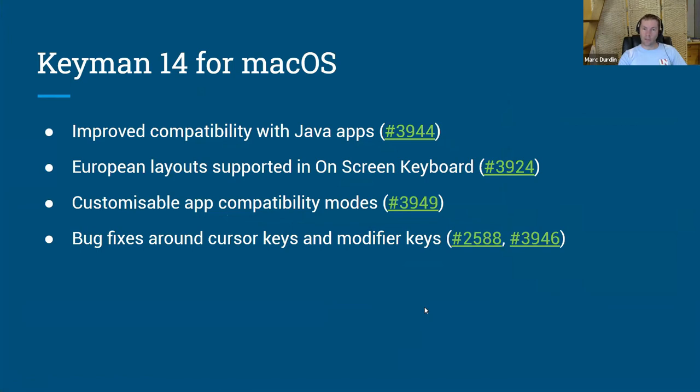On Mac OS, we do not currently have a development lead for Mac OS. We hope that will change in the next couple of months with some new team members starting. So we've been doing mostly maintenance on Keyman for Mac OS. Despite that, we've had some significant improvements. We've fixed up compatibility with Java apps. A lot of apps are written in the Java language, and Keyman did not work correctly with those in version 13 and earlier. And now happy to say that it generally does.